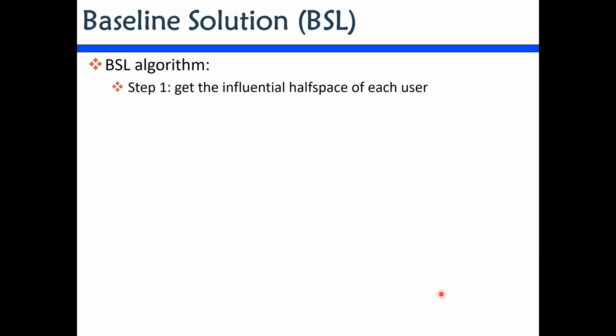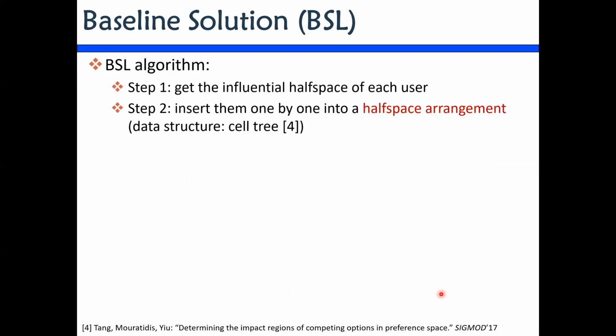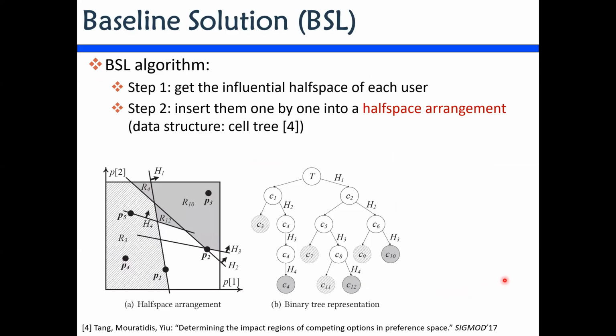So what happens here is that we get the influential half space for each user, and we insert it one by one into our product space. This means that we effectively keep dividing our product space with each of the influential half spaces of our users, one by one. To maintain the resulting partitioning, we use an established data structure, which is called the cell tree. So the cell tree looks something like that. Effectively, it's a binary tree whose height increases by 1 after inserting each of the half spaces.